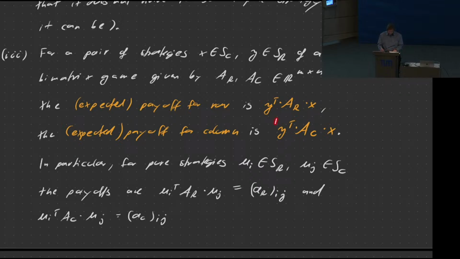And the same, of course, works for the column player. The selection mechanism is basically the same. It's just the payoff matrix that is, of course, different here.